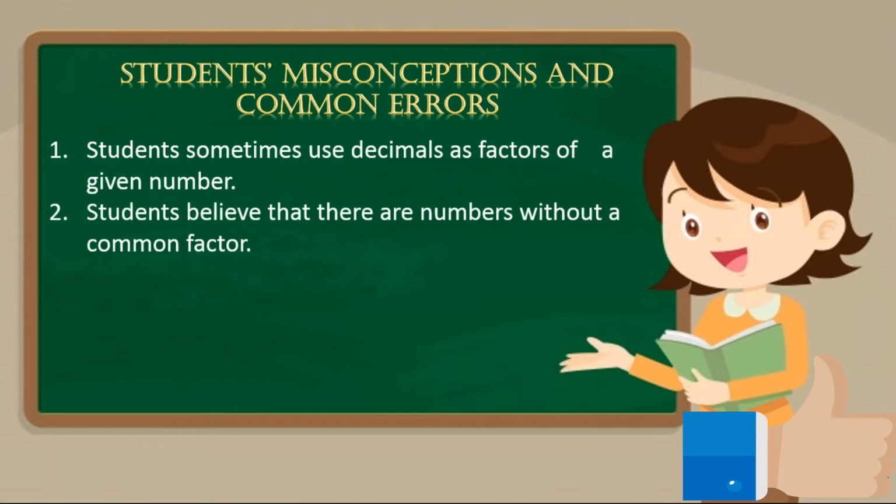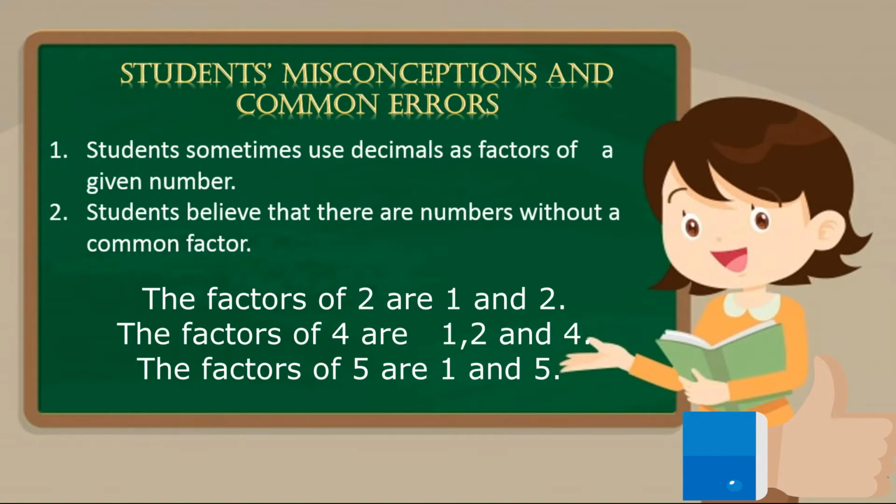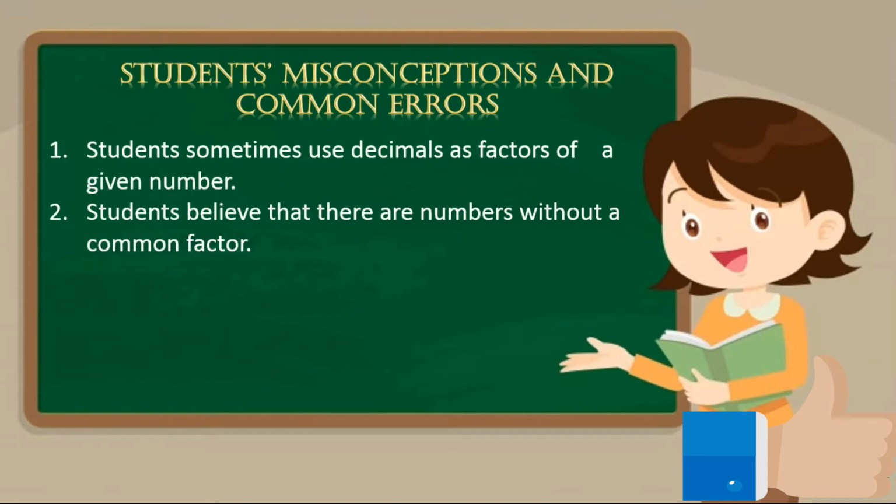The second misconception is that students believe that there are numbers without a common factor. Take note that the factors of 2 are 1 and 2. The factors of 4 are 1, 2, and 4. And the factors of 5 are 1 and 5. If you look at that, their common factor is 1. Therefore, all numbers have a common factor, and that is 1. 1, ladies and gentlemen, is still considered the lowest factor of any number.